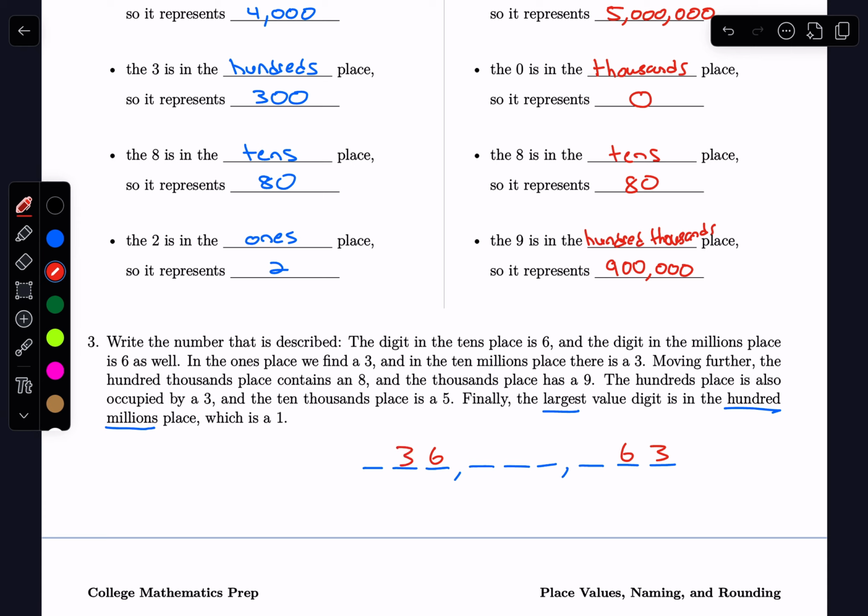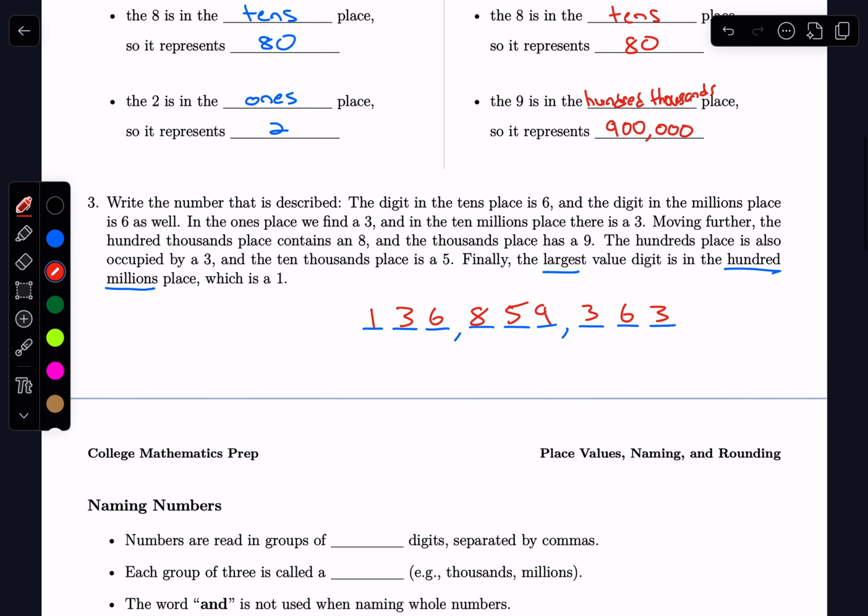The 100,000s place contains an 8. That is right here. The thousands place has a 9. The hundreds place is a 3. The 10,000s place is a 5. And finally, that largest digit is a 1 in the 100 millions place. So you can see our number there, and we are actually about to practice naming numbers. So I'm going to save it for this next one.